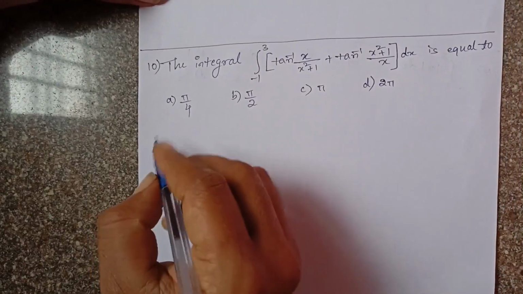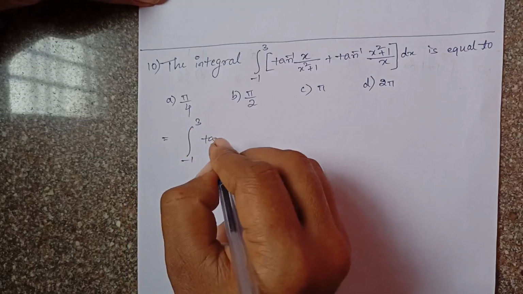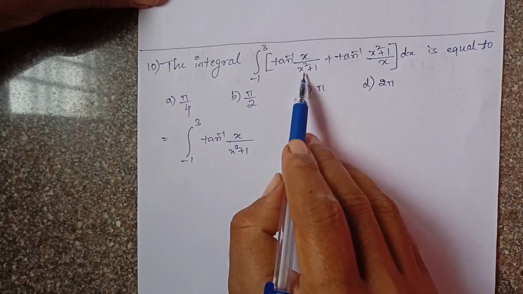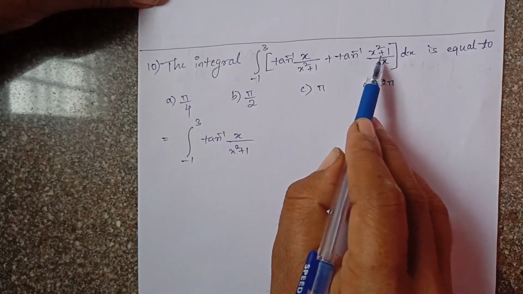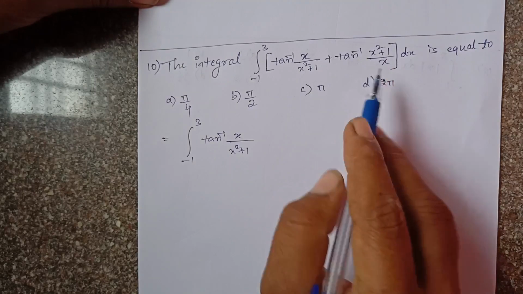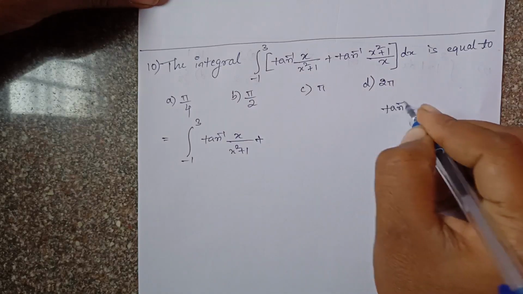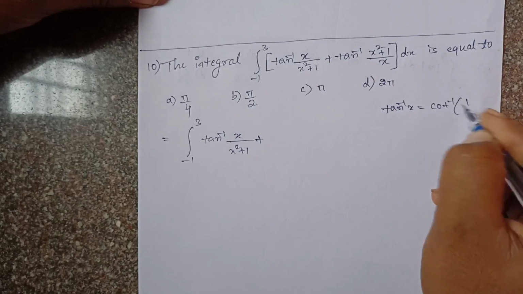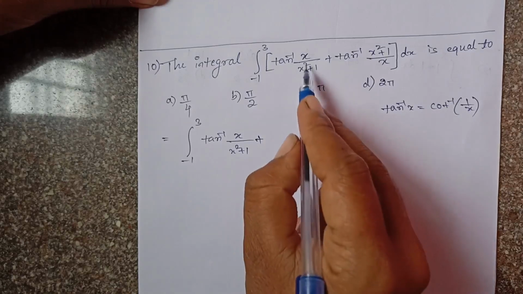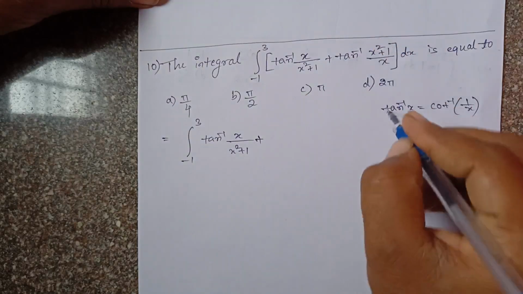Next, 10th question. Integration from minus 1 to 3 of tan inverse of x by x square plus 1. Here you see tan inverse of x by x square plus 1. Again here tan inverse of x square plus 1 by x. Just the numerators and denominators have interchanged. So shall I use the formula here? In inverse trigonometry, we have studied the formula tan inverse of x is equal to cot inverse of 1 by x. So tan inverse of x by x square plus 1, let me put it as it is. Now for this term I will use the formula.